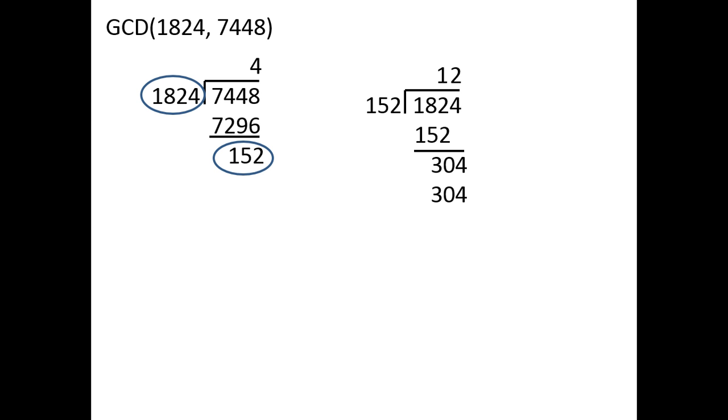So we're going to take the 152 and the 1,824, and we're going to do a division again. Now we're going to pay attention to what that remainder is. If the remainder is 0, which it is, then we're done. If the remainder is 0, then the last divisor we had, which in this case was the 152, is your greatest common divisor.